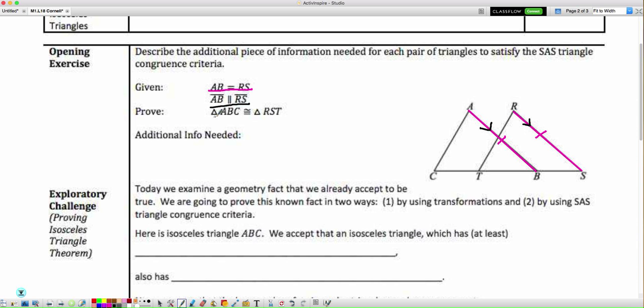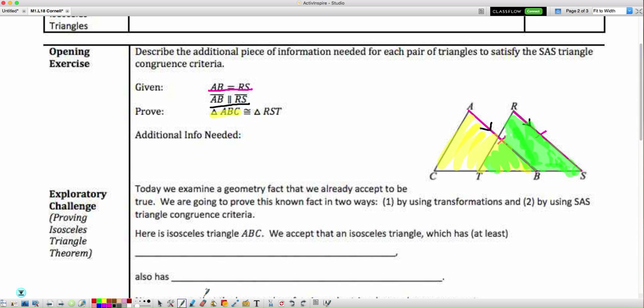Really, I'm trying to prove that triangle ABC is the same size, or congruent, to triangle RST. So the two triangles that I'm looking at, ABC being this one, and I'm trying to justify that that triangle is actually the same size as RST, this one here. Okay, so now I know what I'm comparing. The parallel lines give me some additional information.